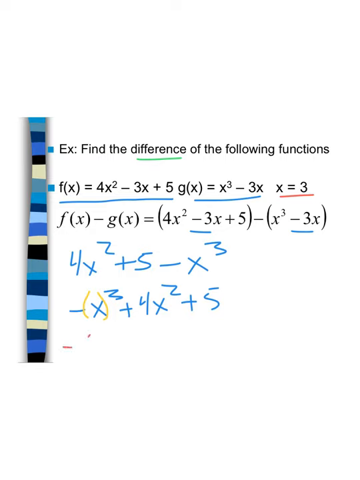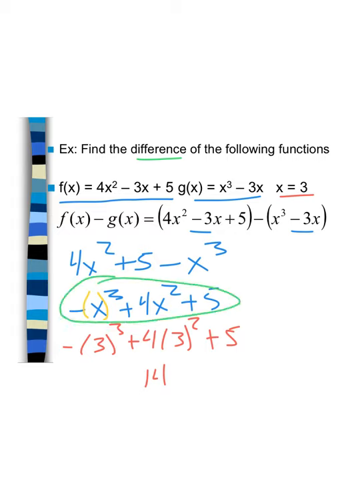So we have negative 3 cubed plus 4 times 3 squared plus 5. And when we simplify all that, we get a final answer of 14. So for our two answers here, our difference equation was negative x cubed plus 4x squared plus 5. And then we evaluate that for x equaling 3. And we got an answer of 14.